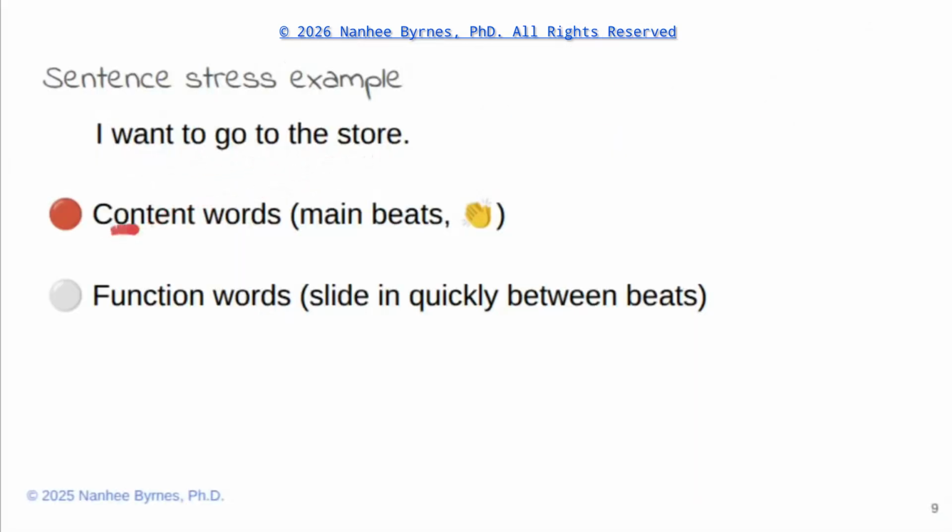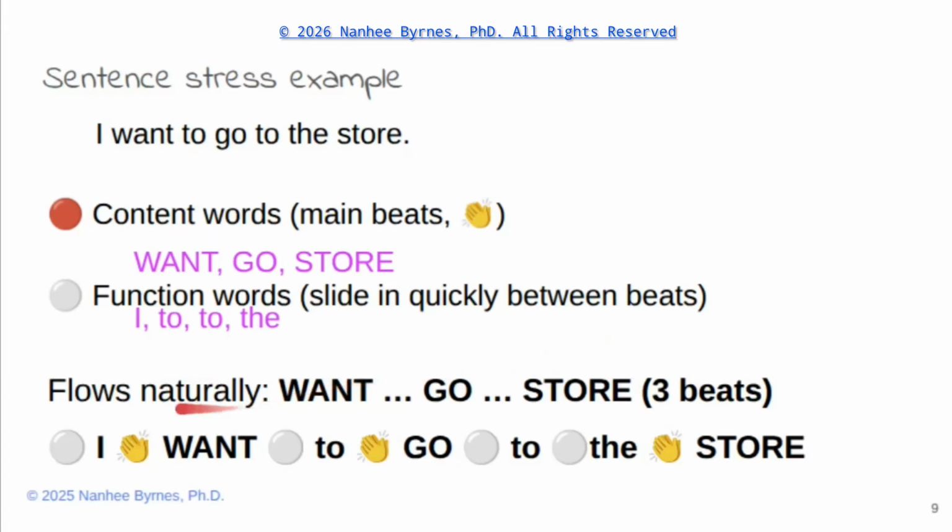Now, in English, content words are stressed. These are usually nouns, main verbs, adjectives, or adverbs. In our sentence, the stressed content words are want, go, store. The remaining words, I, to, the, are function words. They are not stressed. Instead, they are said quickly and lightly between the strong beats. So when we speak naturally, the sentence doesn't sound like each word is equal. Instead, it flows like this. Want, go, store. The weak words, I, to, the, are squeezed in between. This is English rhythm in action.